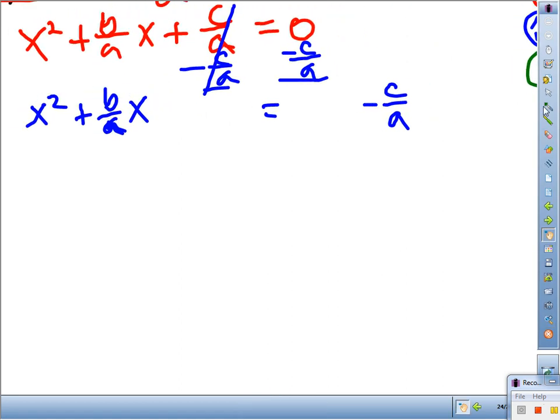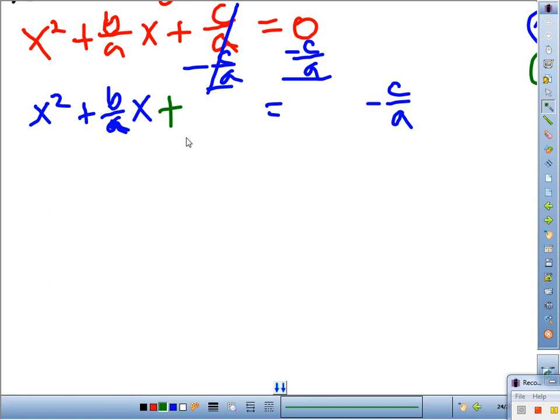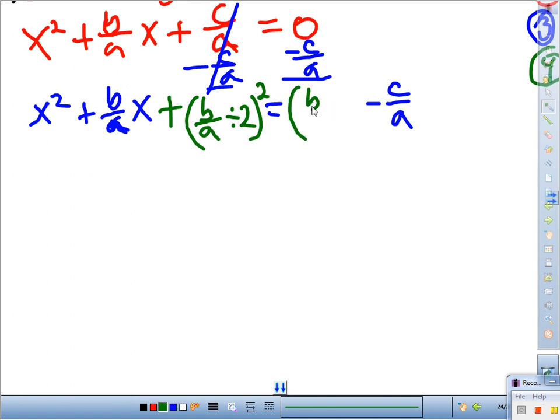All right. I need to add b over 2 squared. But instead of b, what do I have now? B over a. So now I'm going to write b over a. But I can't write that over 2. So instead of writing over 2, I'm going to write what? Divided by 2 squared. Whatever I do to one side, I do to the other.